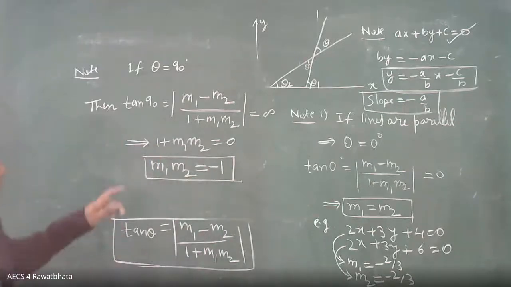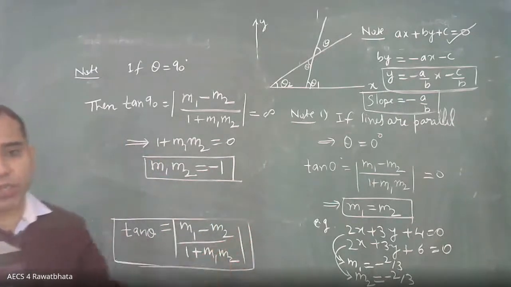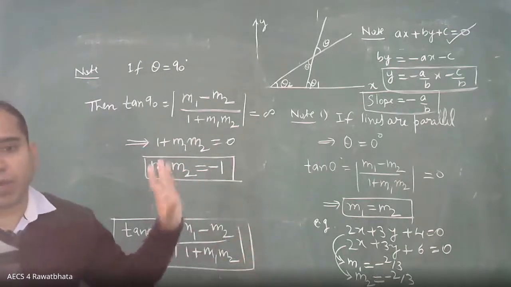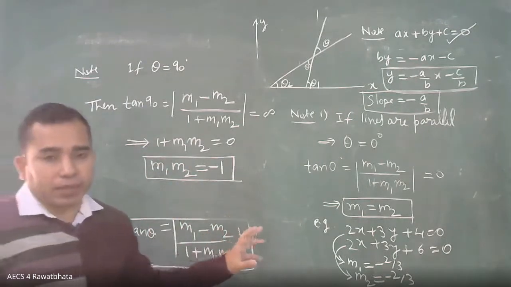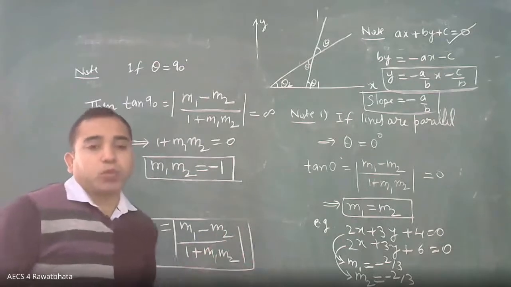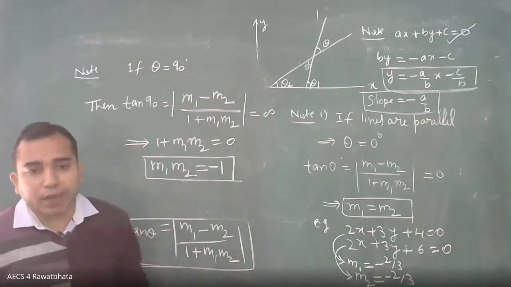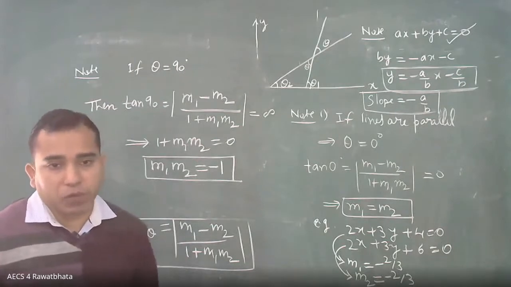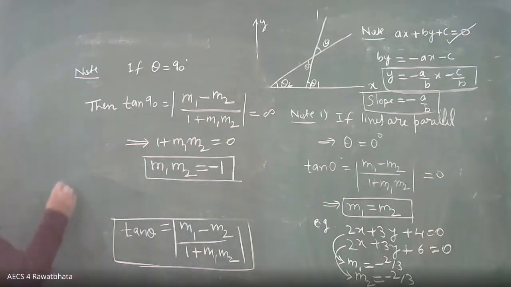So if two line slopes are such that their product is minus 1, then they must be perpendicular. This is the method to check. It's the converse you can use to check whether two lines are perpendicular or not. How to check? You get their slopes, multiply them, and check. If it comes to minus 1, they are perpendicular.